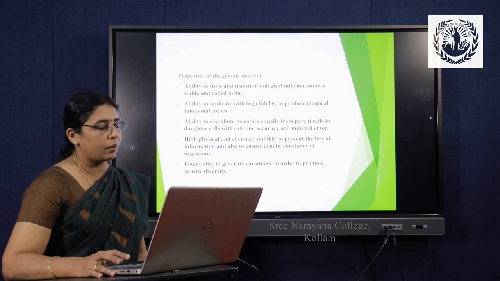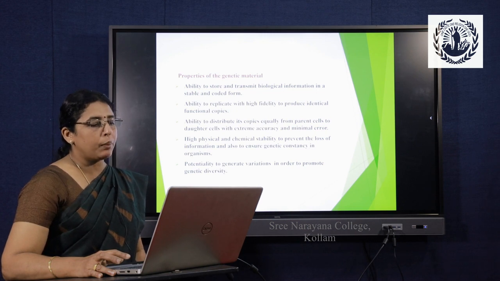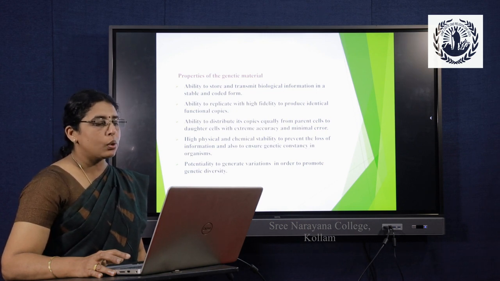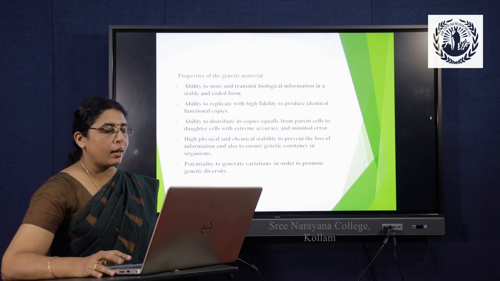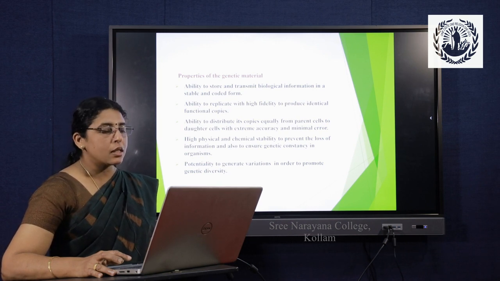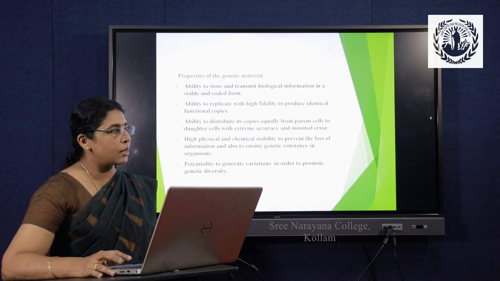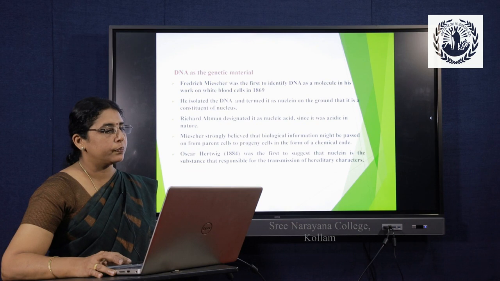and minimal error. The DNA is highly stable, that is, it has high physical and chemical stability. It helps to ensure genetic constancy in organisms. Last one is that it has the potentiality for genetic variations. These genetic variations lead to genetic diversity among organisms.